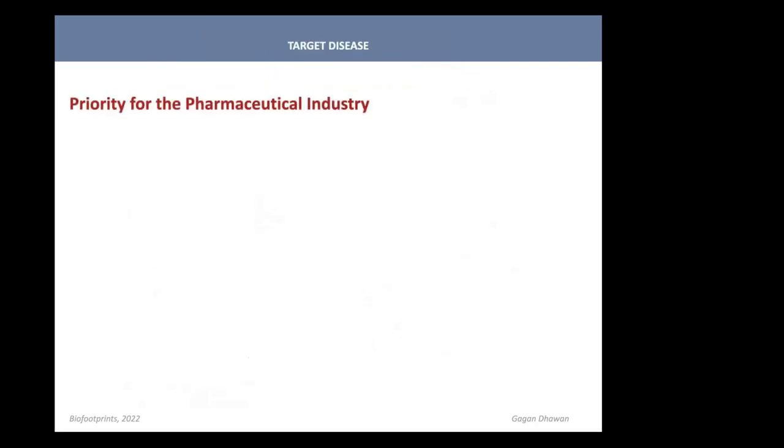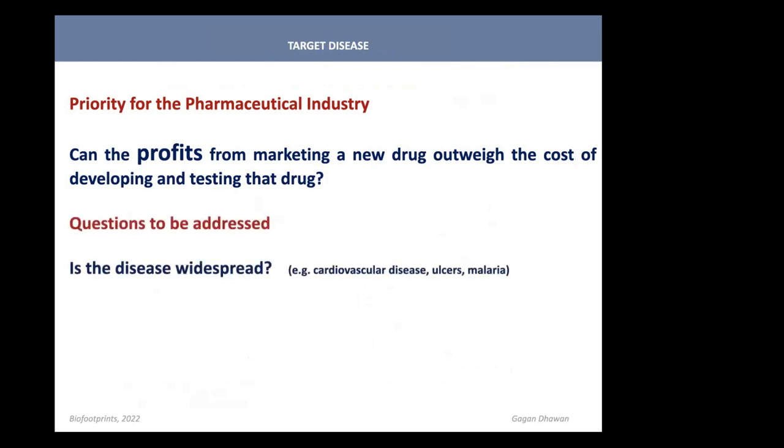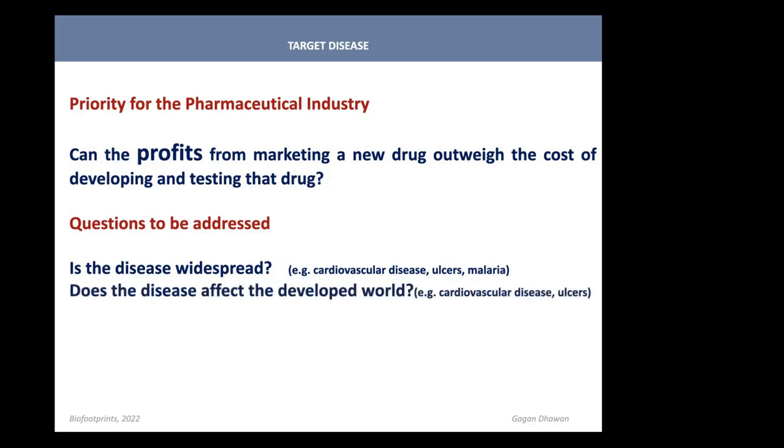So first of all, before proceeding for discovery, you should check what exactly the need or demand of a pharmaceutical industry. Their aim is just to check, can the profits from marketing a new drug outweigh the cost for developing and testing that drug? And these are the questions which are mainly important whenever you want to find a new drug. Is the disease widespread? This is very, very important, because there is a lot of cost involved while discovering a new drug. So you have to check whether the disease is widespread, like cardiovascular disease, ulcers, malaria, any disease which is widespread. And does the disease affect the developed world? This is very, very important.